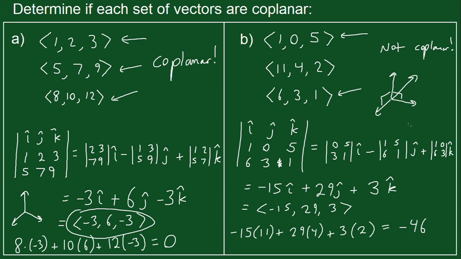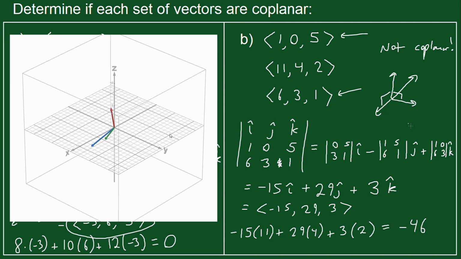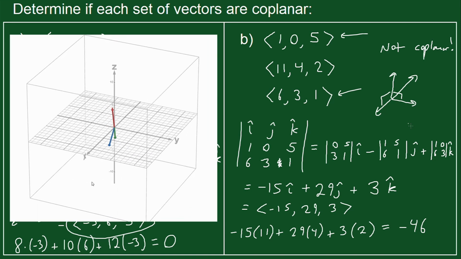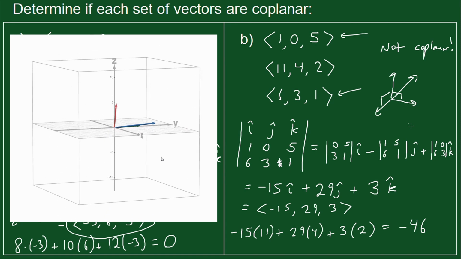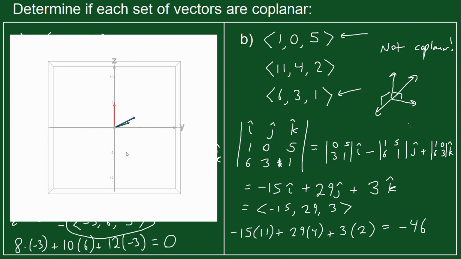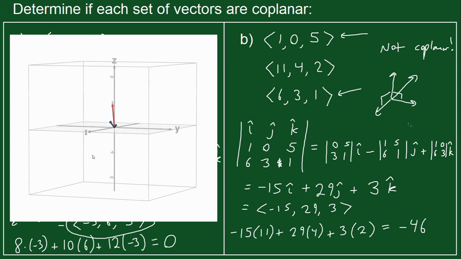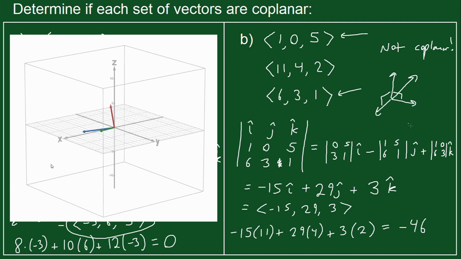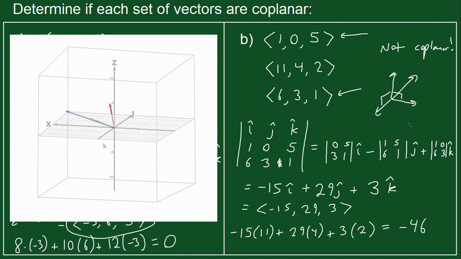If you'd like to visualize this a little bit more clearly, take a look at this 3D representation. You can see here clearly that no, those three vectors do not exist on the same plane. There's no way to make a flat surface that all three of those vectors are lying on directly. Hopefully, this makes sense.